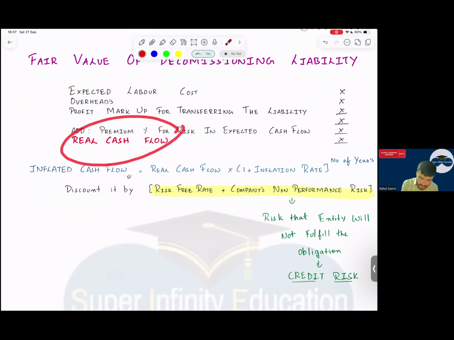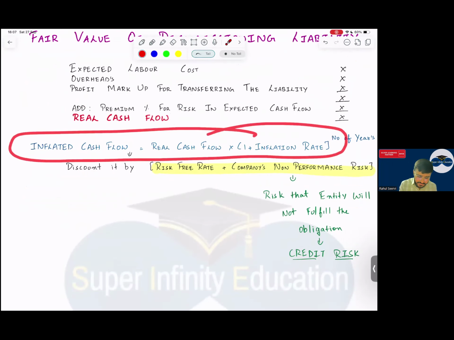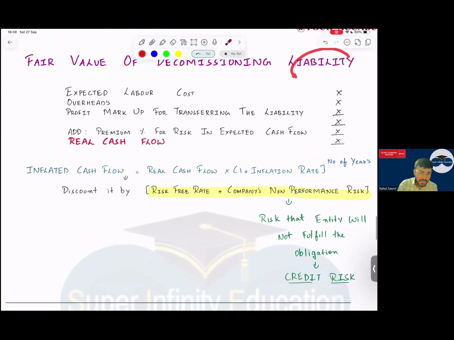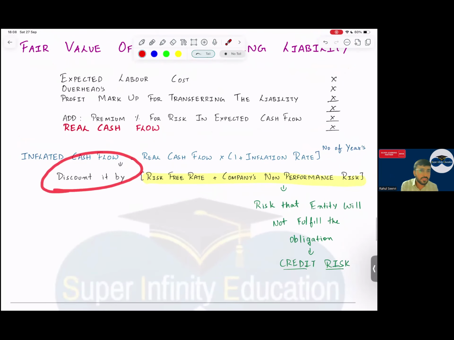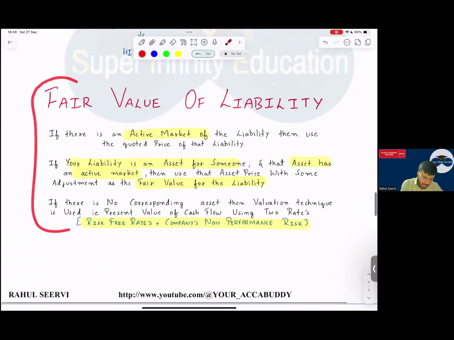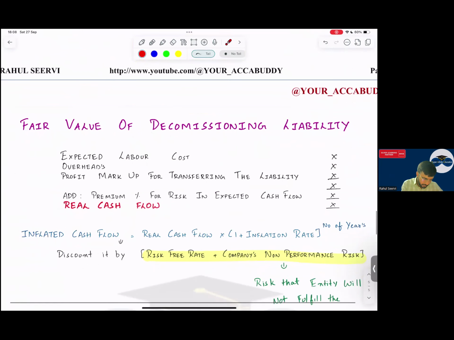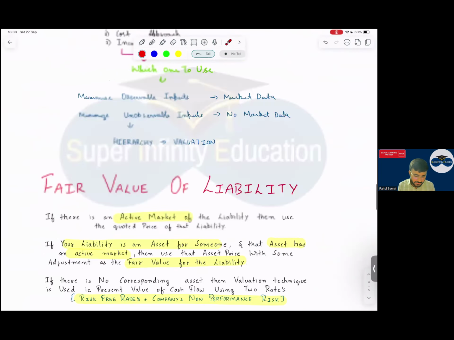Then this real cash flow, we should inflate it. We should apply inflation, because in today's terms we are saying okay, what is the cost, etc. Then we inflate the values till the number of years, or till the end when you want to dismantle it. Then we will discount it by risk free rate plus company's non-performance risk. Very less chances that these two types of questions will be tested in SBR exam, but if it comes, be prepared for this so that it becomes easy for you to answer. So with this, the concept of fair value is done.